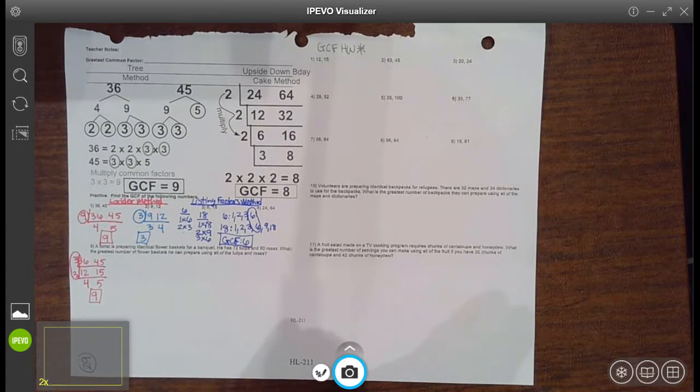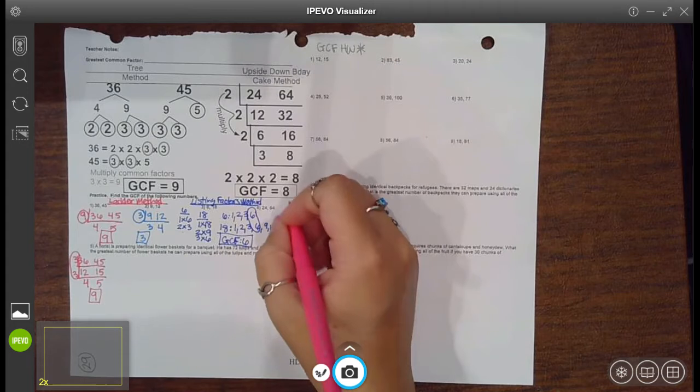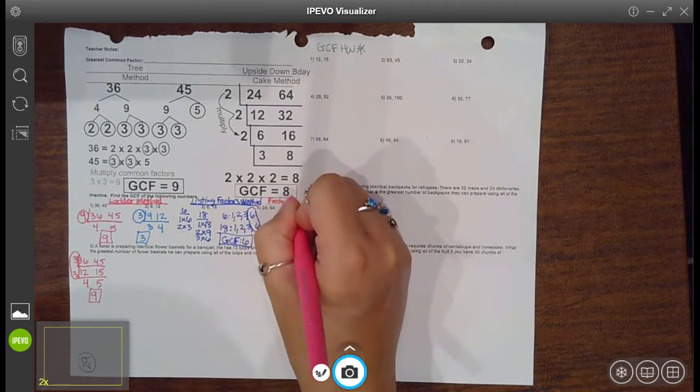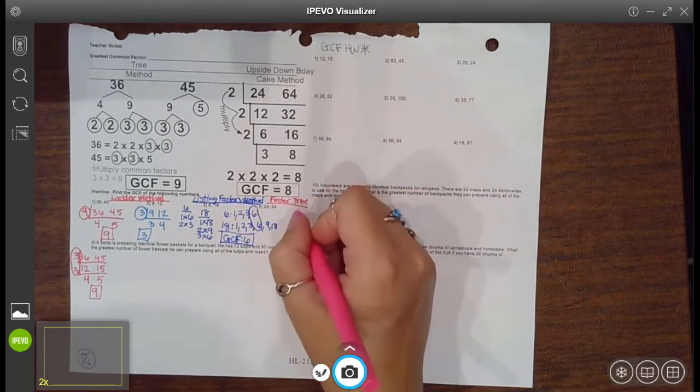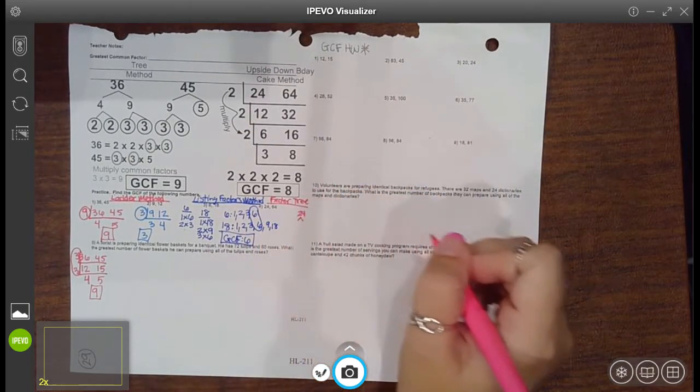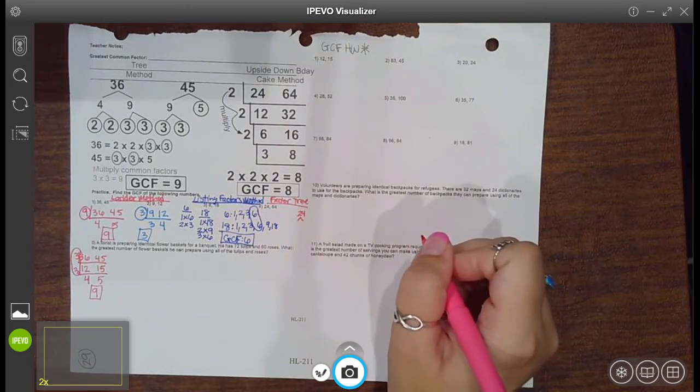All right, finally, the one method that I haven't shown you yet is the factor tree method. Okay, so we have, let me write up above, factor tree. We have 24 and 64. Let's do 24 first. What do you think? What times what is 24?